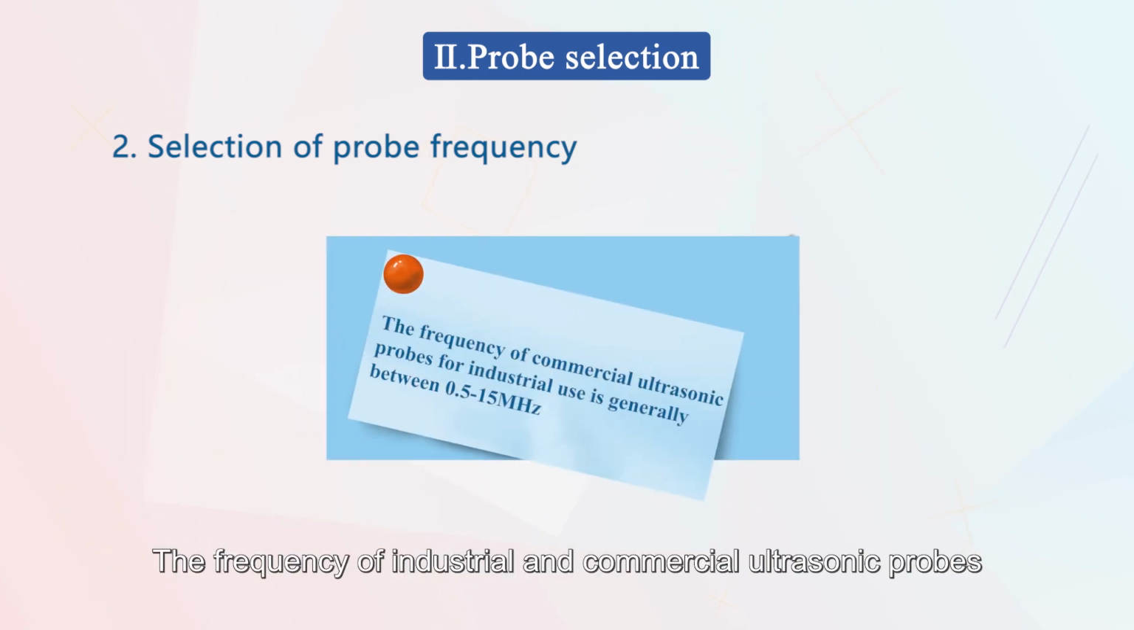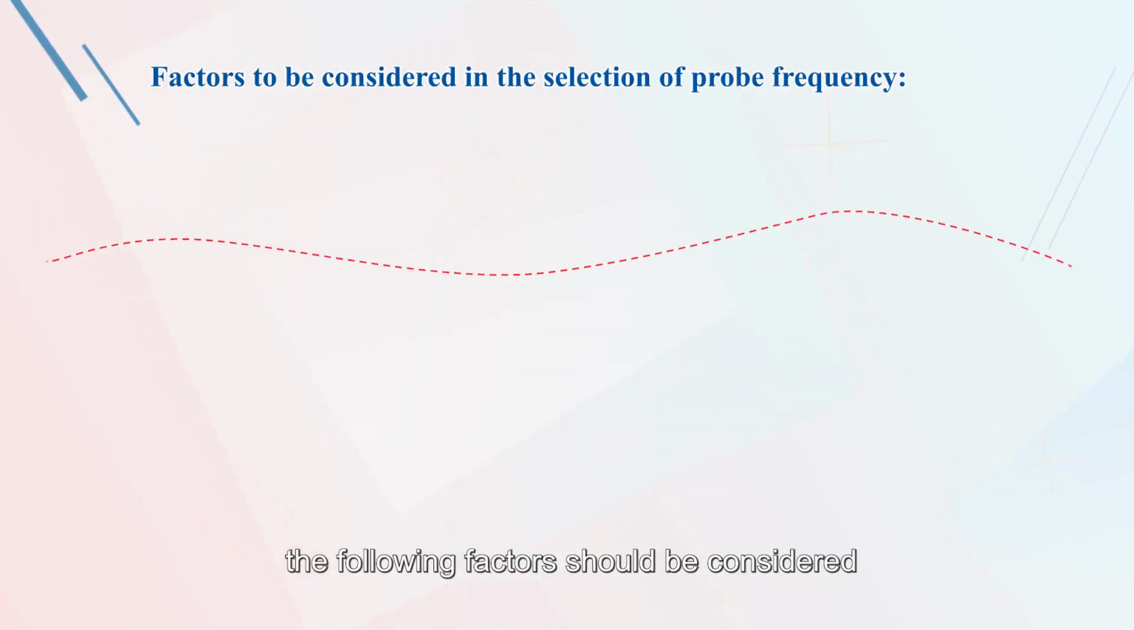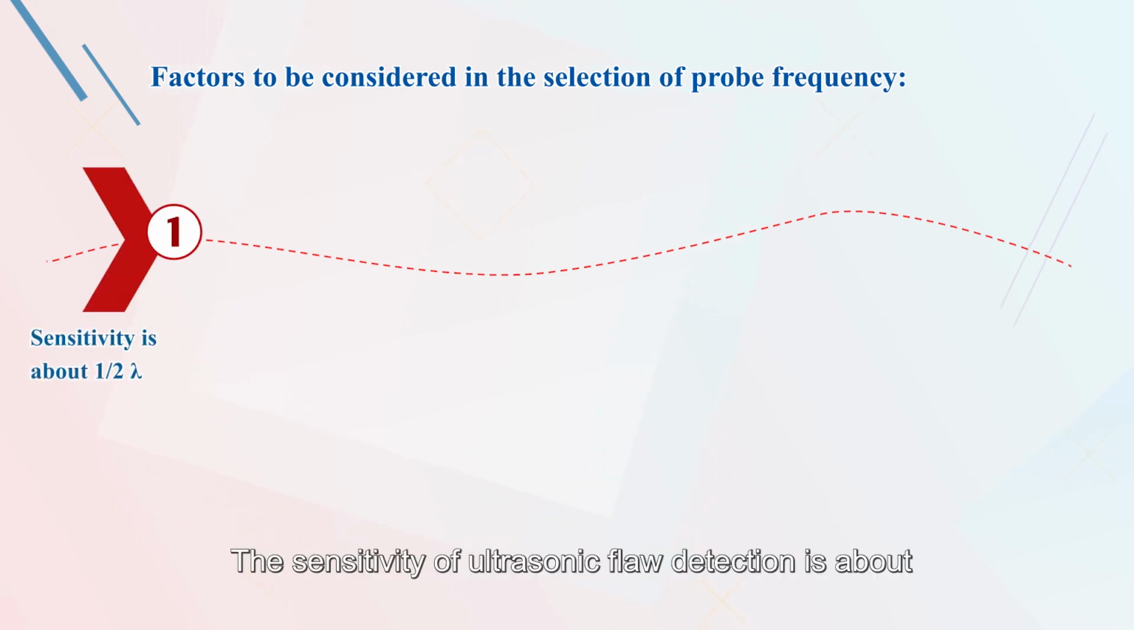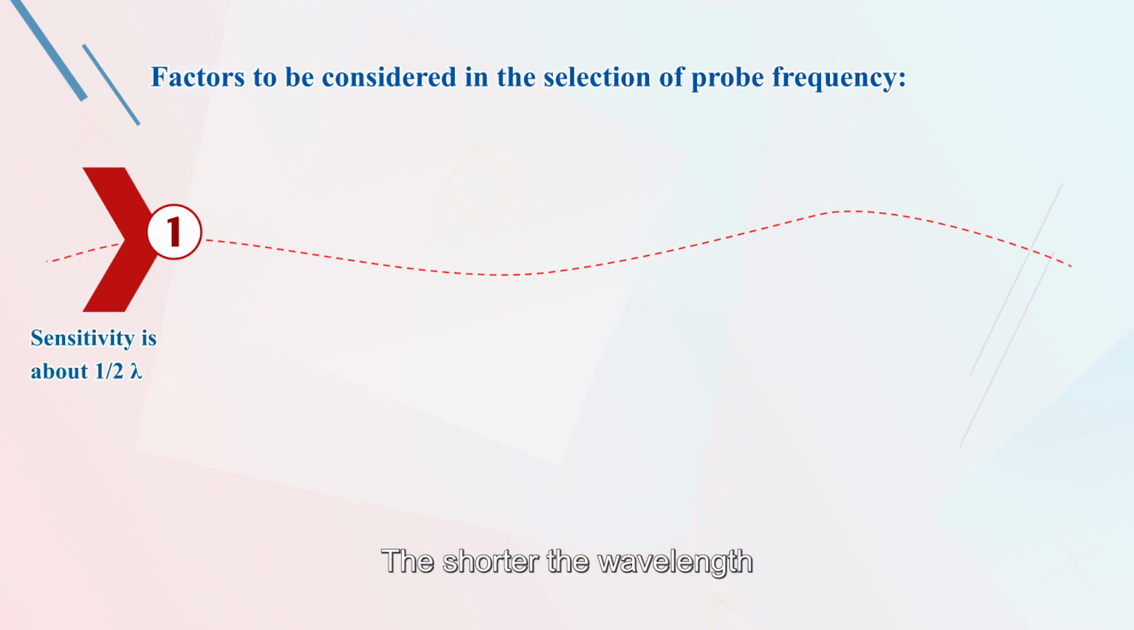The frequency of industrial and commercial ultrasonic probes on the market is generally between 1.5 to 15 MHz, with a wide selection range. In pulse reflection ultrasonic testing, the following factors should be considered in the selection of ultrasonic probe frequency. The sensitivity of ultrasonic flaw detection is about half a wavelength due to diffraction of ultrasonic waves. The shorter the wavelength, the better to find smaller defects.